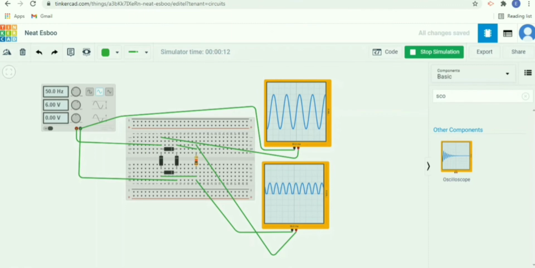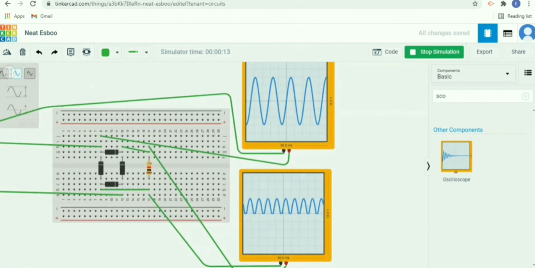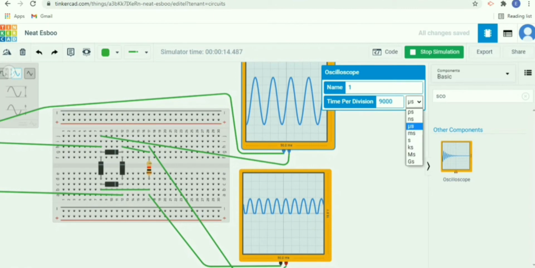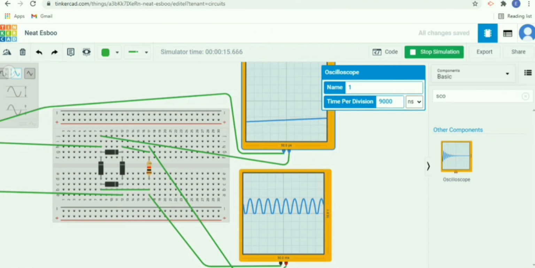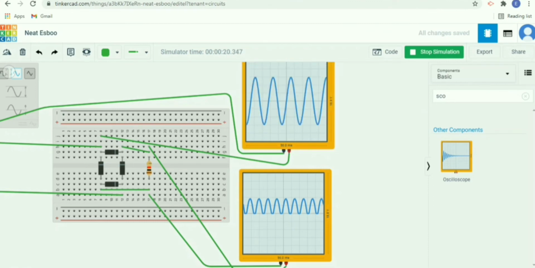This waveform clearly shows that for AC input, the output is DC, pulsated DC. For the positive half cycle, diodes D1 and D2 work, and for the negative half cycle, diodes D3 and D4 work.